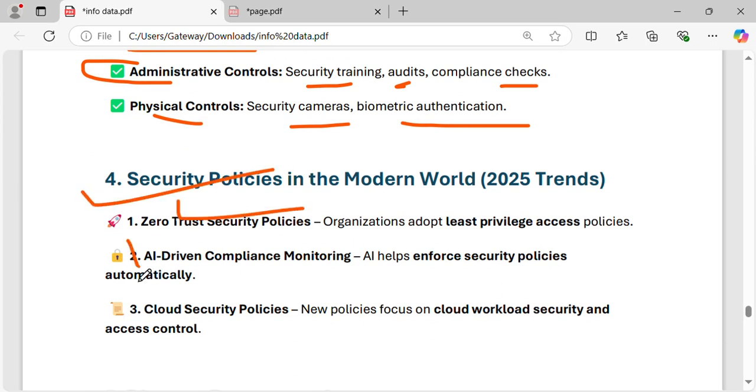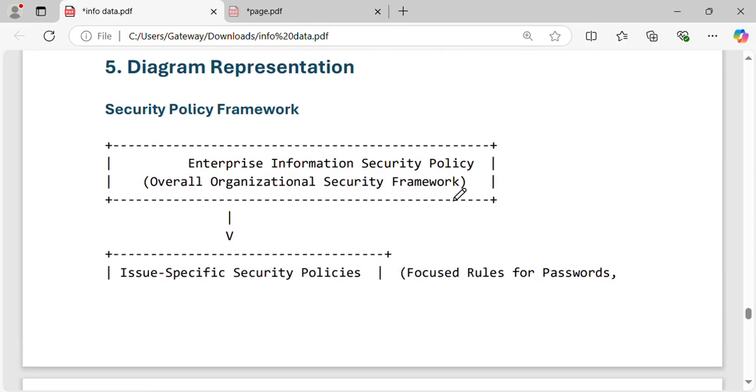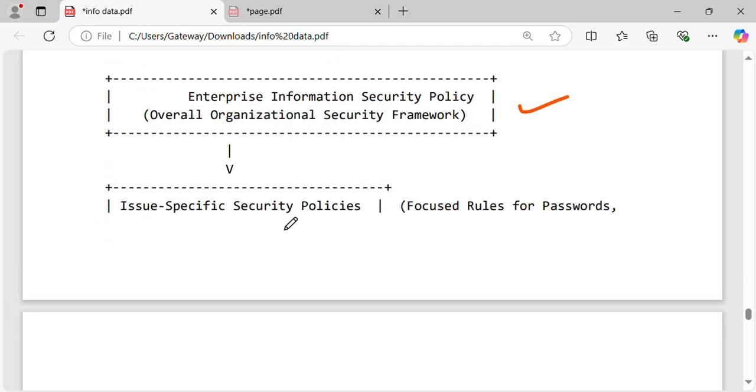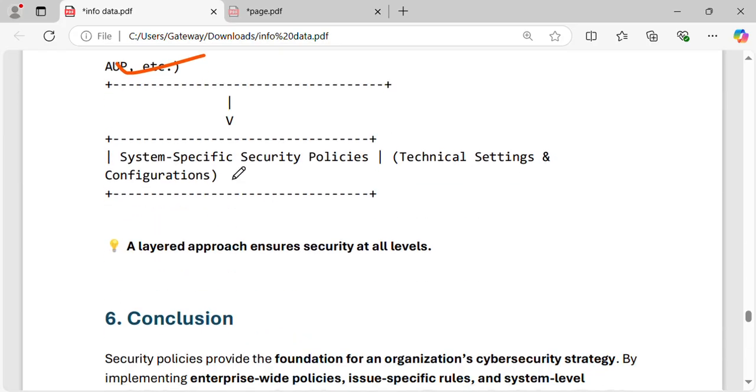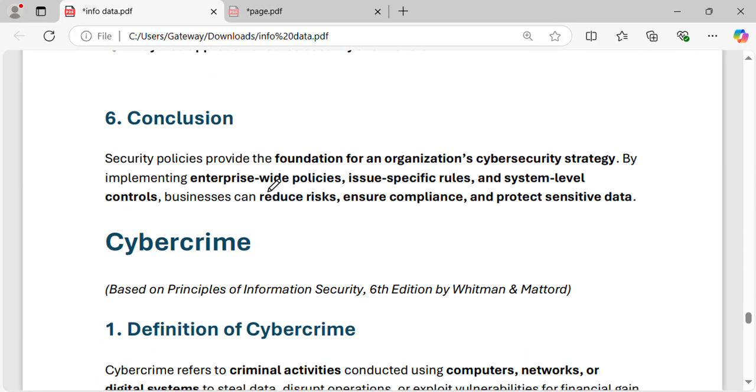Again, all the same things. New policies focus on cloud workload security and access control. Enterprise information security covers overall organization security and network, issue-specific means focused rules for passwords, AUP, etc., and system-specific means technical settings and configurations.